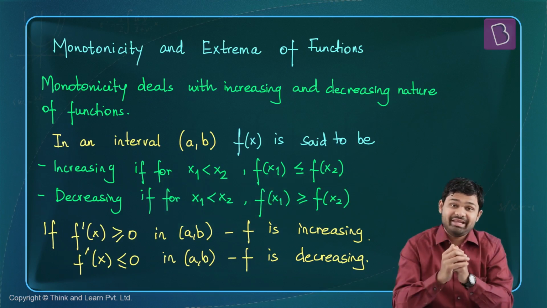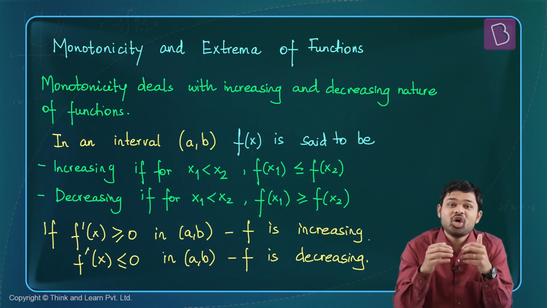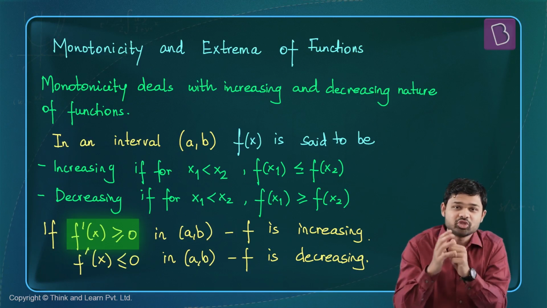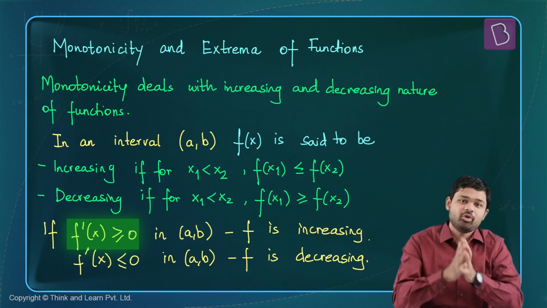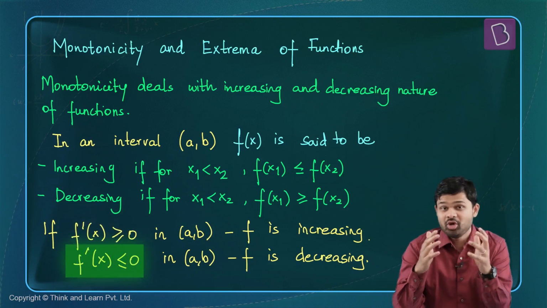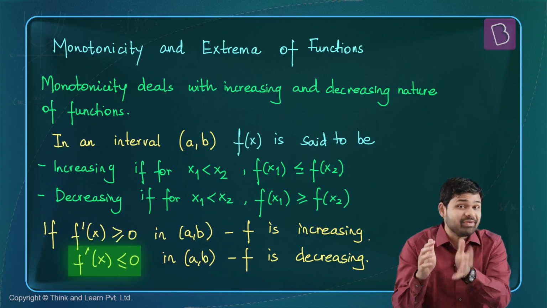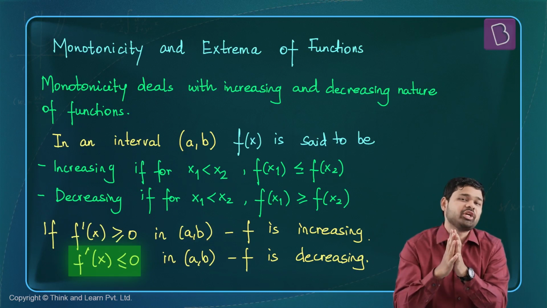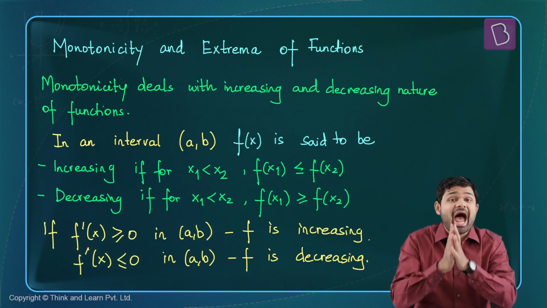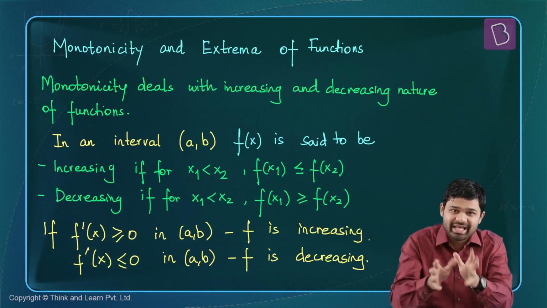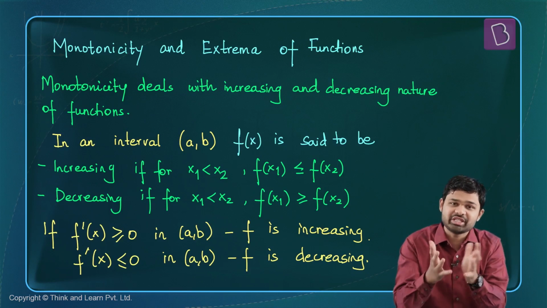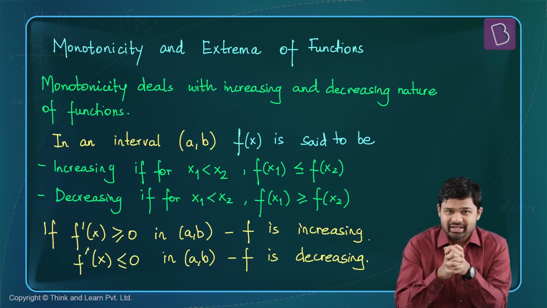And in terms of derivative, f dash of x will be greater than 0 for a strictly increasing function, or greater than or equal to 0 for an increasing function in a domain (a, b), and for a decreasing function it will be less than or equal to 0. For a strictly decreasing function, it will be less than 0 in that particular domain. So monotonicity deals with increasing and decreasing functions, and we make use of the concept of derivatives to arrive at the regions where the function is increasing or decreasing.